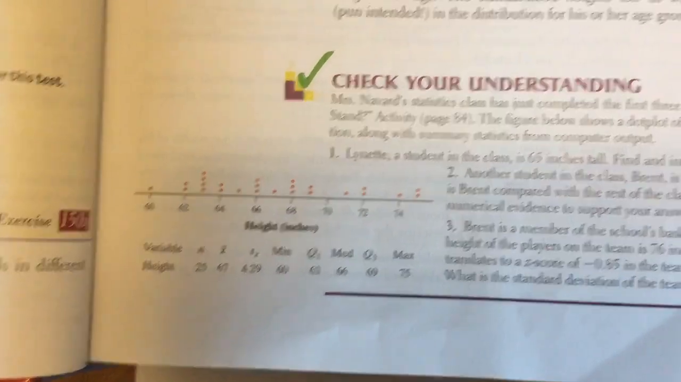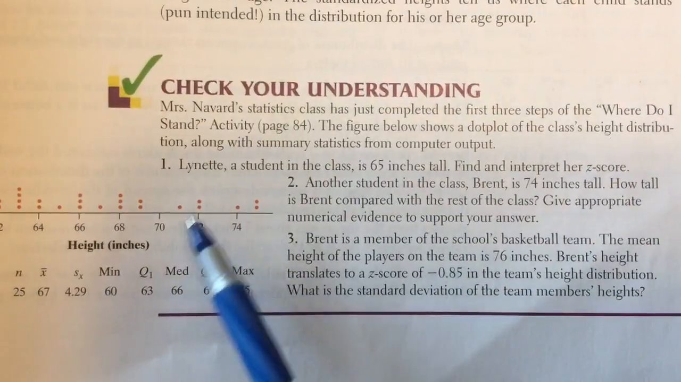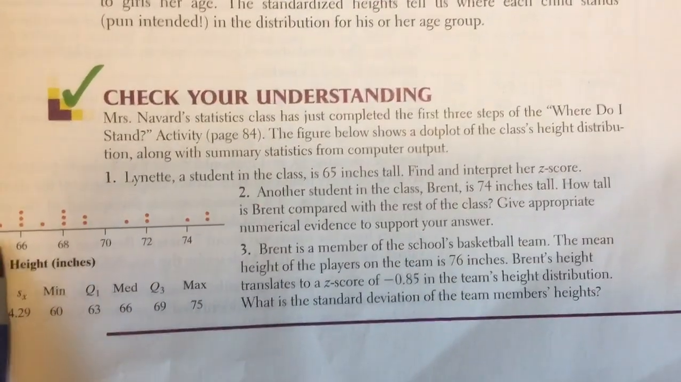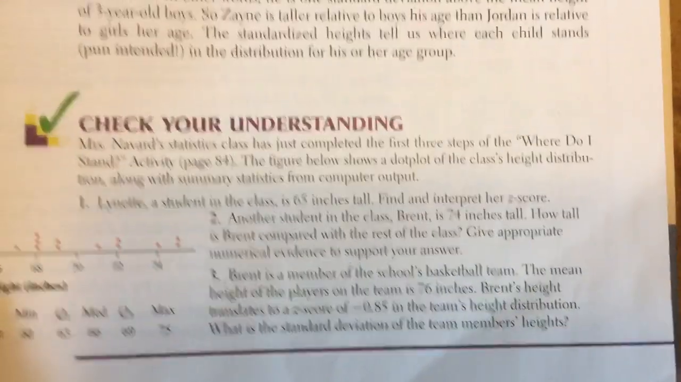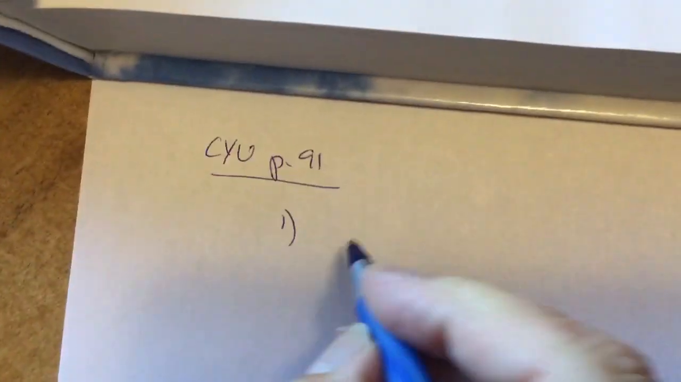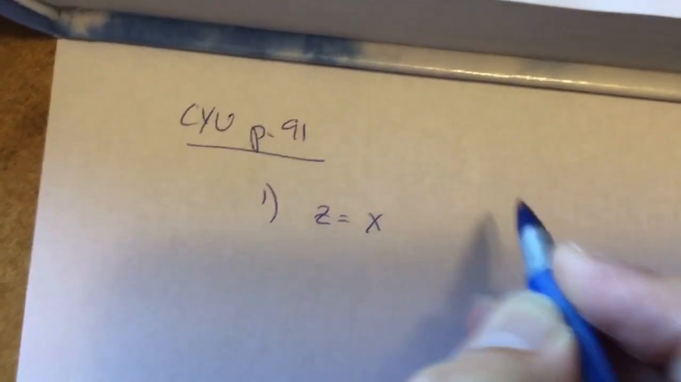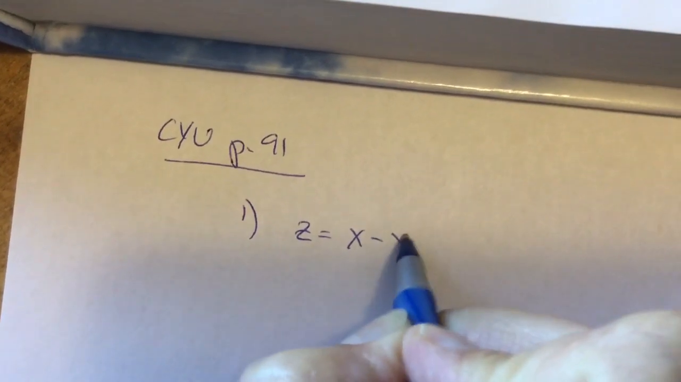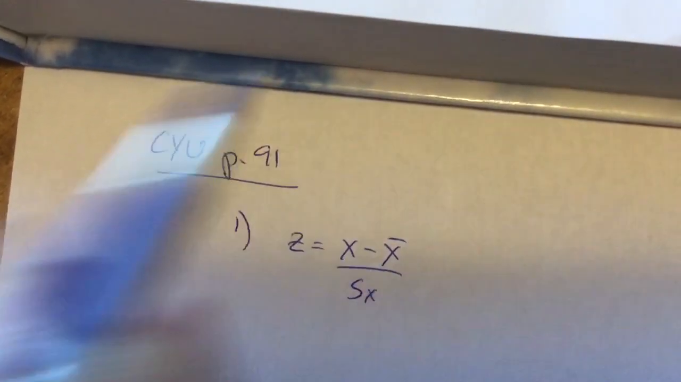Okay. Number 1 says, Lynette, a student in the class, is 65 inches tall. So there she is. Find and interpret her z-score. Let's remember that the z-score formula is x, or the data or the observation, minus the mean, divided by the standard deviation.